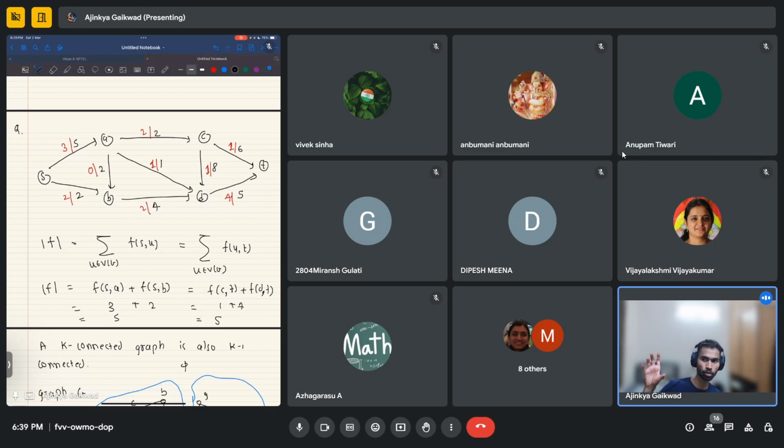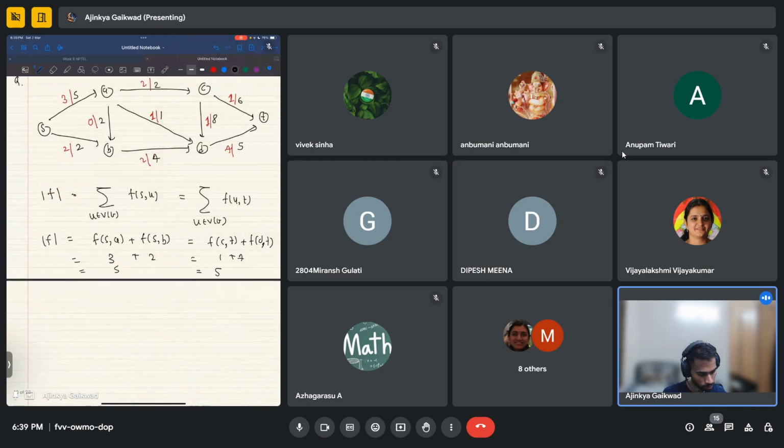So you first verify this is a correct flow network, whether these properties of flow are satisfied. Once that is done, you calculate the amount of flow leaving S, or you can calculate the amount of flow going inside T, which is 5 here. Okay, I hope that is clear.